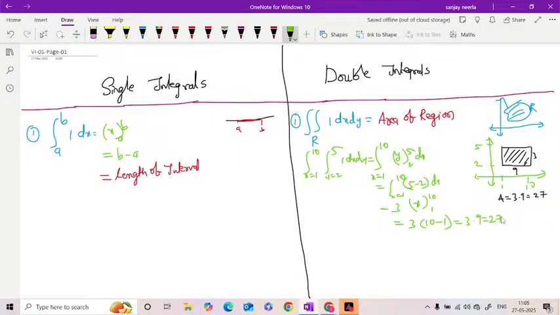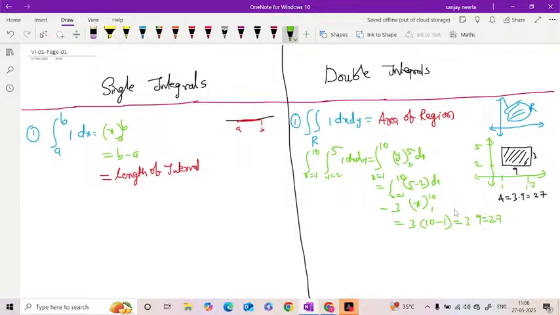That means in the first point, in the single integral, integration of 1 will give the length of the interval, and the double integral will give the area of the region. In the triple integral also it is the same, that means the measurement of the region. So the result is the volume of the region. Okay, that is the comparison of the single and double integral.